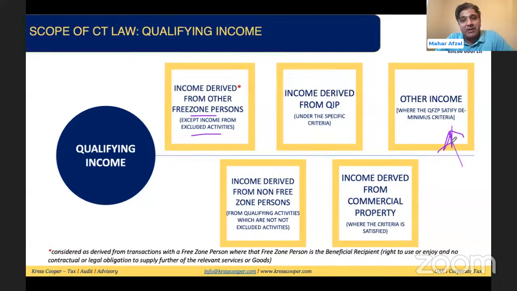If the de minimis criteria is not being met, then in the current period and the next 4 years, you will not be able to enjoy the qualifying 0% income relief.